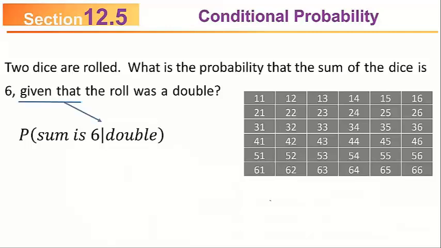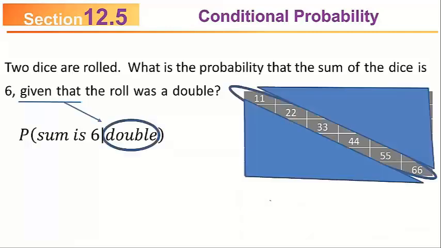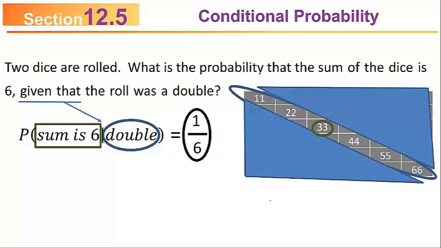Well, if we know the roll is a double, we know that's already occurred, we can get rid of everything but the doubles. Well, the doubles are 1,1; 2,2; 3,3; 4,4; 5,5; 6,6. So all of a sudden that 36-member sample space reduced down to 6 because we know that it was a double. So we'll be dividing by 6. Out of those remaining 6 choices, only one has a sum of 6, and that's 3,3. 3 plus 3 is 6, so the probability is 1 out of 6, or 1/6.